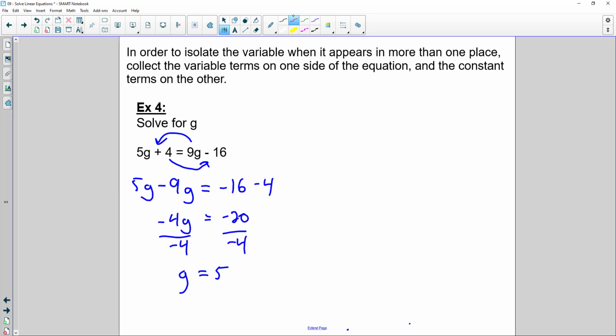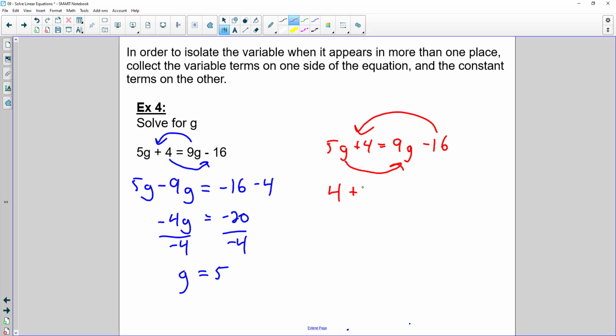Now, like I said, it doesn't matter which sides you group your variables on. We could do it on the other side. Let me rewrite the question. I'll just show you. What if I wanted to put the g's on the right and the numbers on the left, right? So the 5g is going to come over here, so I'm going to subtract 5g from both sides. I'm going to bring the 16 over to the left, so it's -16, so I'm going to do the opposite. I'm going to add 16 to both sides.